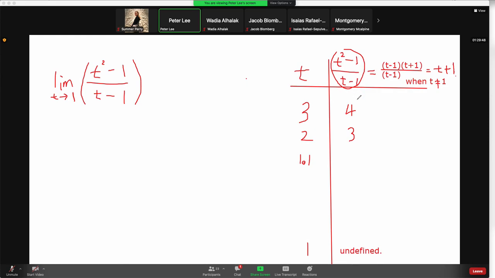T squared minus 1 over t minus 1. Well, that is essentially t plus 1, t equals 1 plus 1. T is not 1. So this guy is actually 2 plus 0.1, which is 2.1.